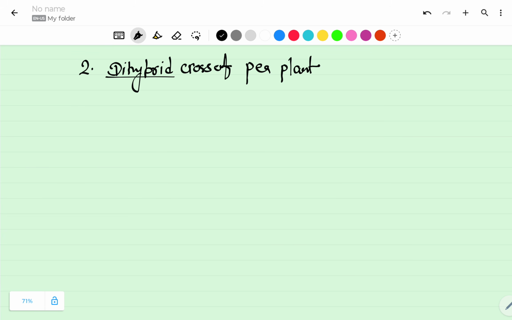So, the dihybrid cross of the pea plant. What is the meaning of the word di? Di means two. Hybrid means contrasting character. So two contrasting characters.